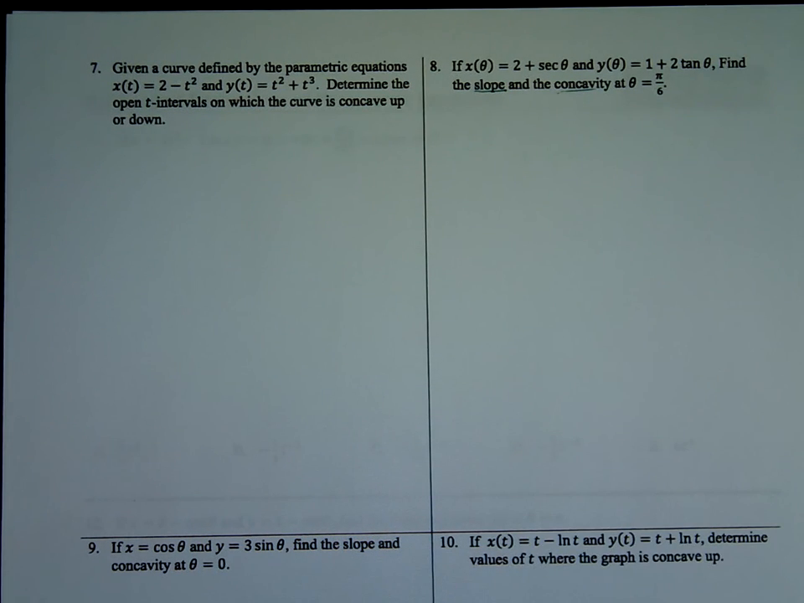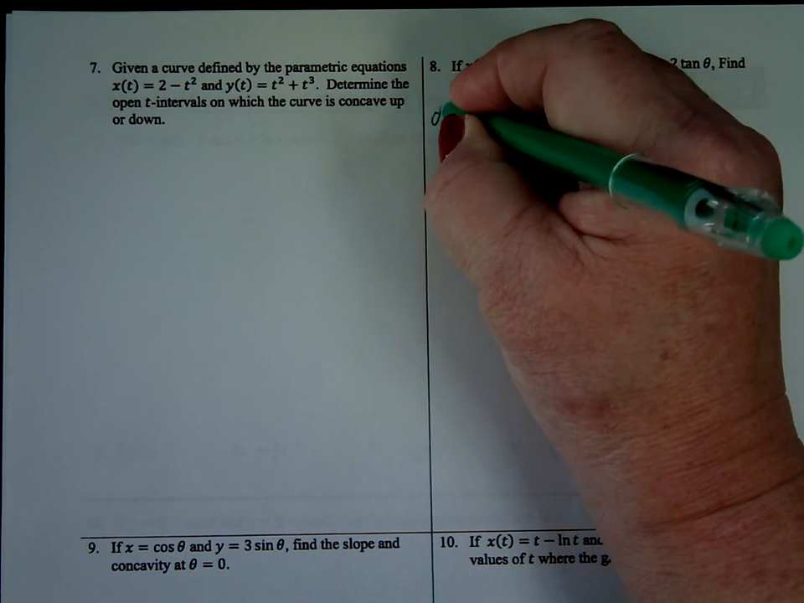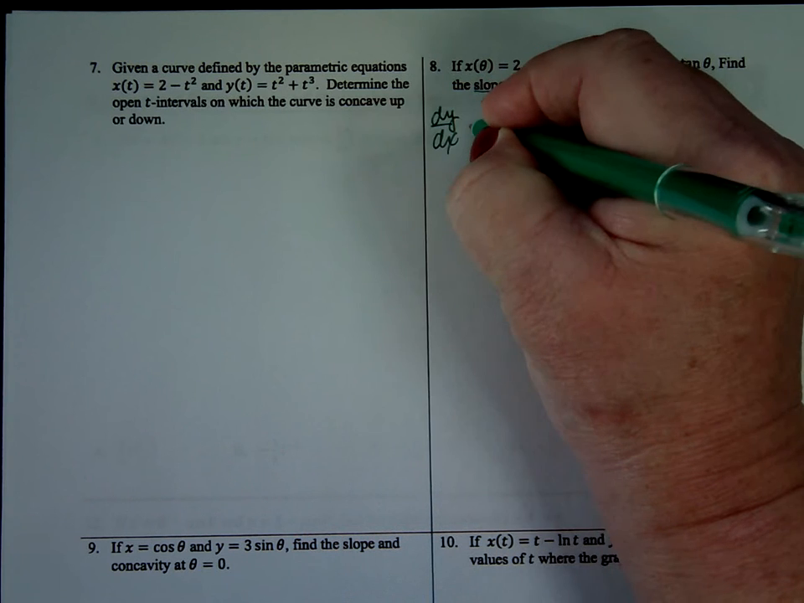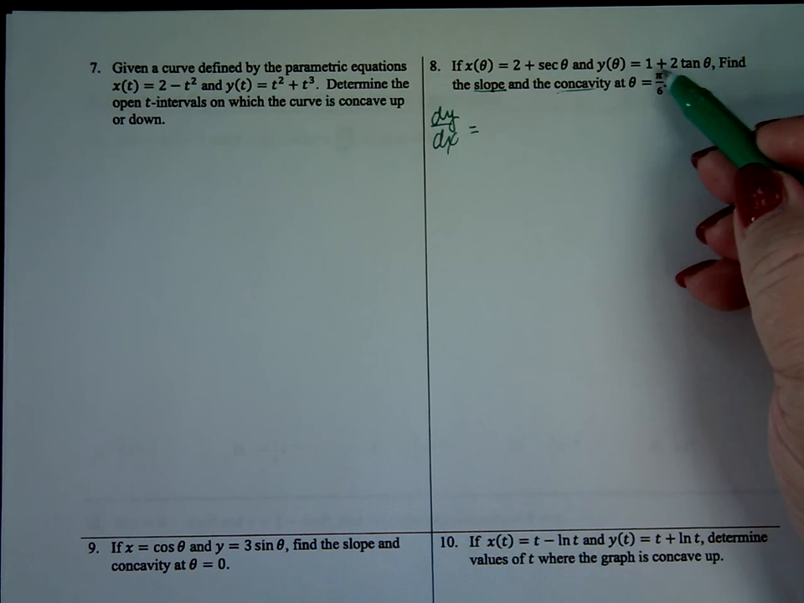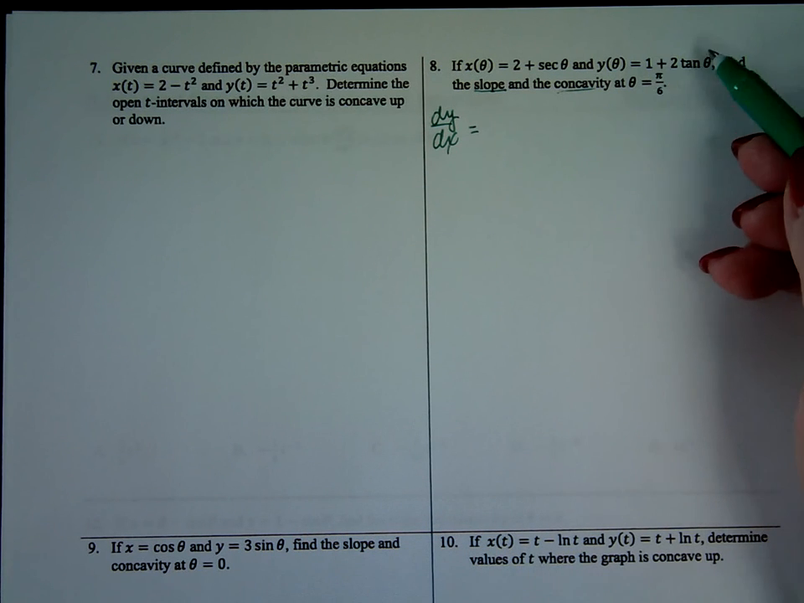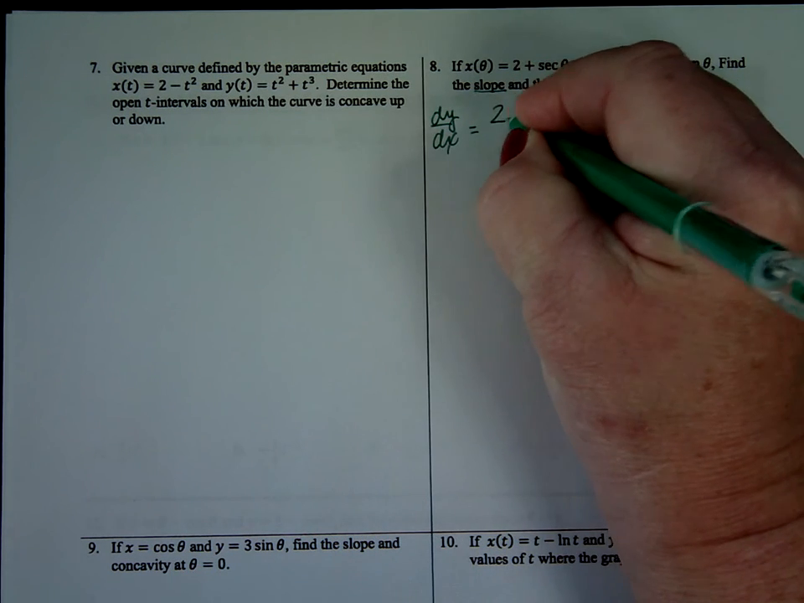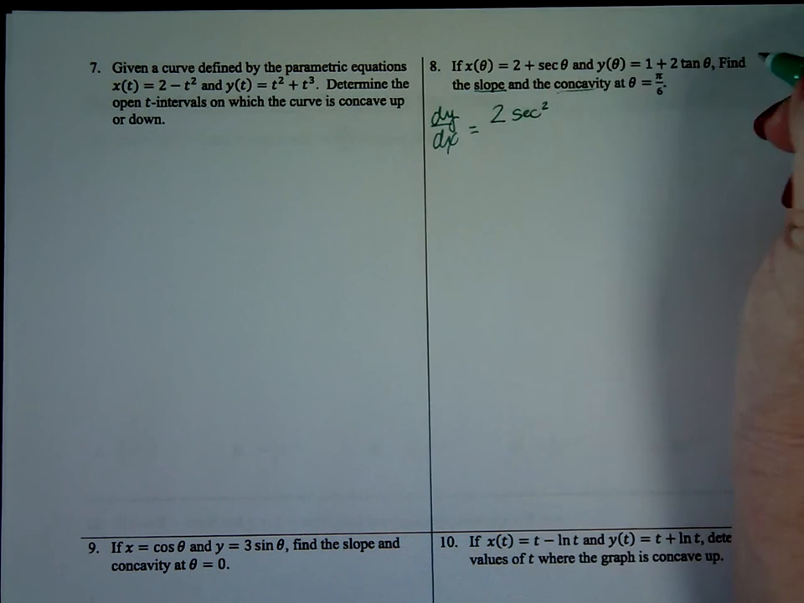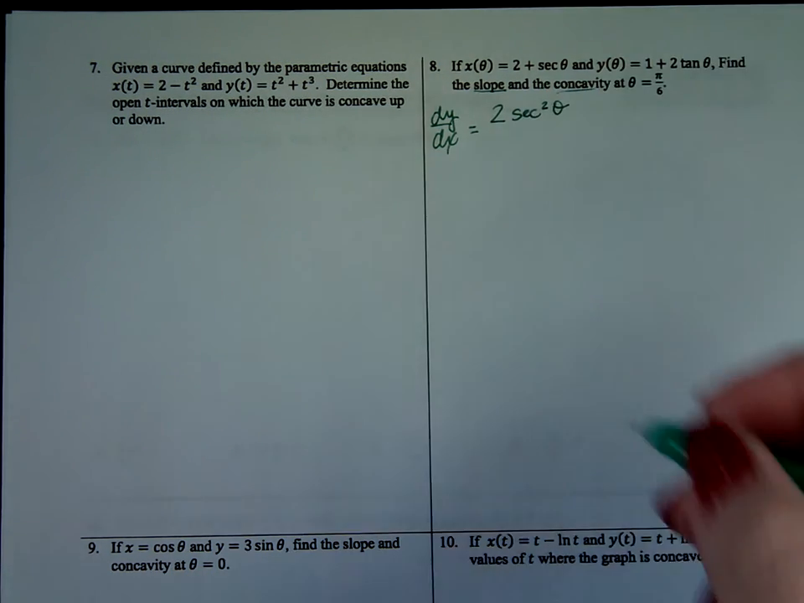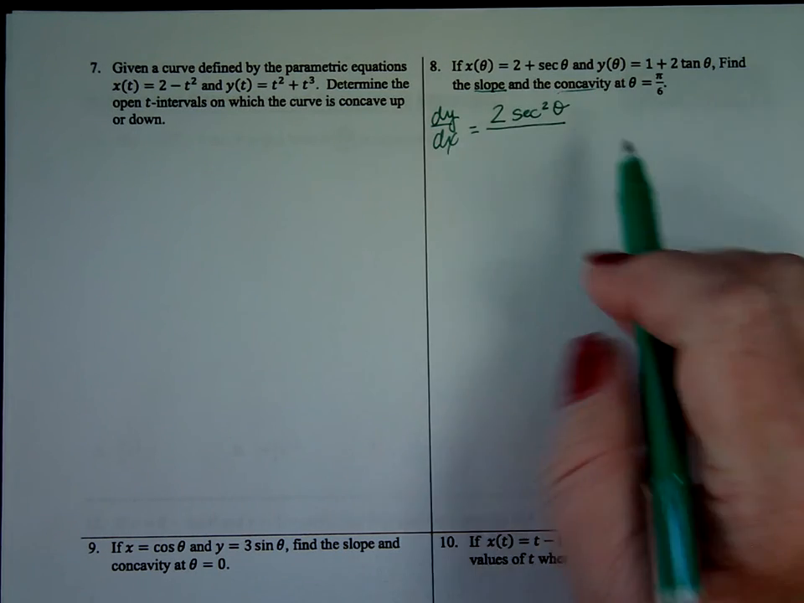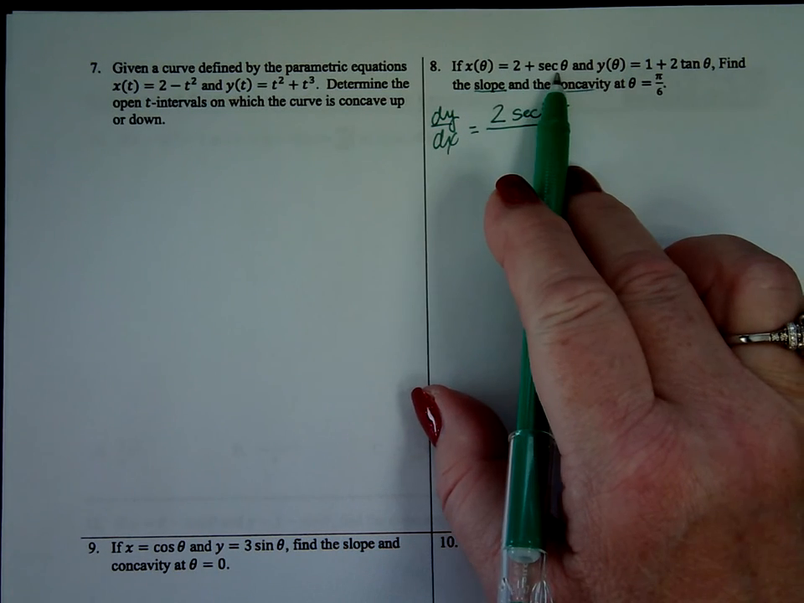So I need both derivatives. You can't get to the second derivative anyway unless you go through the first, so you have to do the first as it is. dy over dx. Derivative of y. Well, derivative of 1 is 0, and the derivative of tangent is secant squared. So this guy's going to be 2 secant squared theta. All right, derivative of x. Derivative of 2 is 0. Derivative of secant is secant tangent.